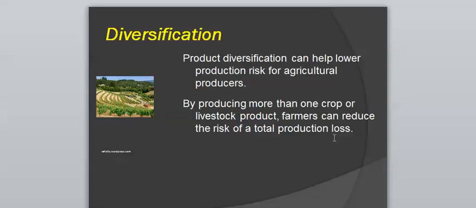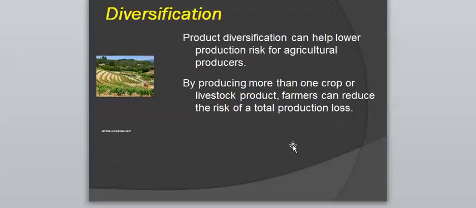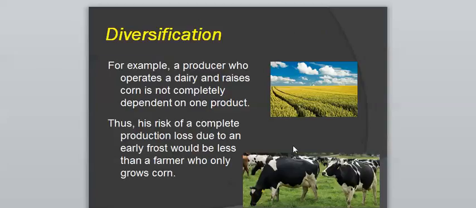One thing that we can do is diversify. Product diversification can help lower production risk for agriculture producers. By producing more than one crop or livestock product, farmers can reduce the risk of a total production loss. For example, a producer who operates a dairy and raises corn is not completely dependent on one product. Thus, his risk of a complete production loss due to an early frost would be less than a farmer who grows only corn.